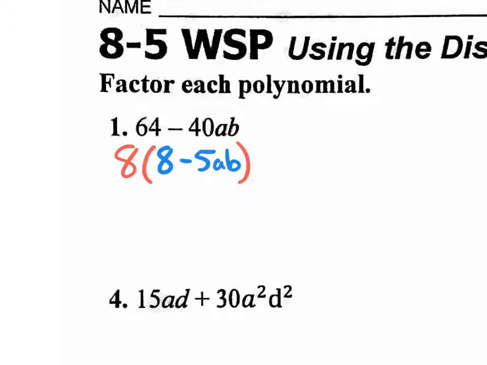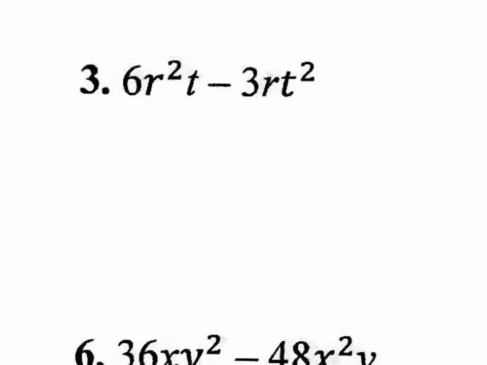Let's move on to number 3. Number 3, we have a binomial right there. What's in common in both? If you look at the 6 and the 3, there's definitely the number 3 in both. And there's also letters in both. There's an R in both and there's a T in both. So 3RT is the GCF.